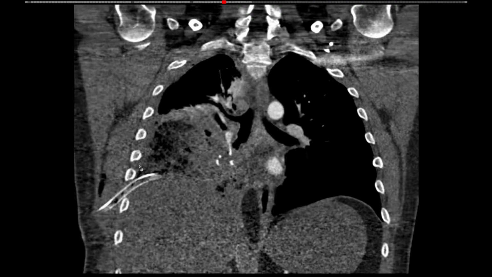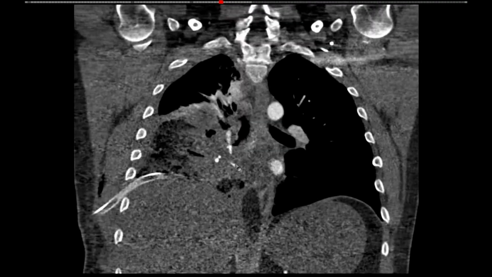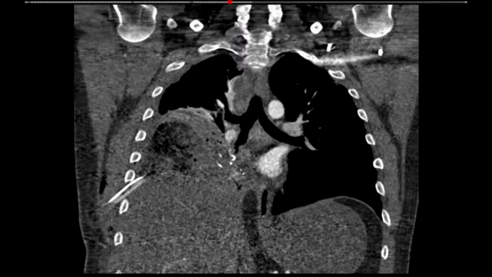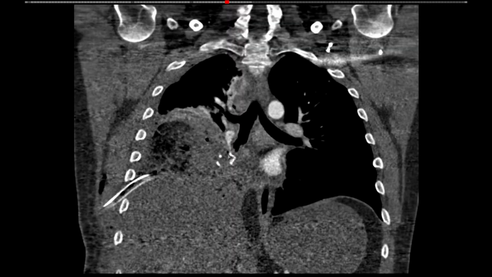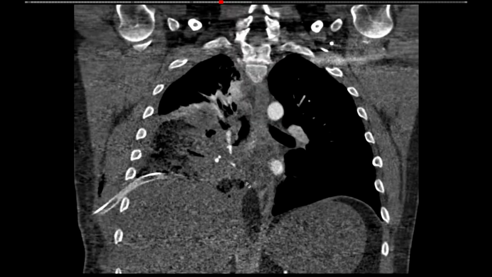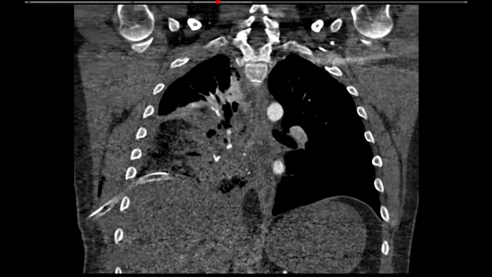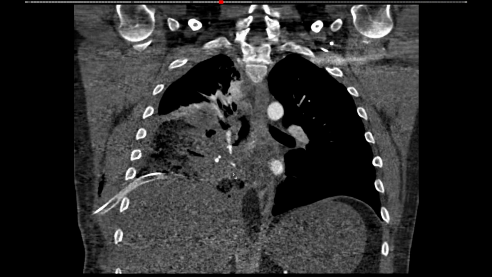Yeah, I think they did. I think that some of the staples right here did get the pulmonary artery as well, I think. Yeah. In this region right here. You can see the vertical rows of staples going right to that point, right across here.